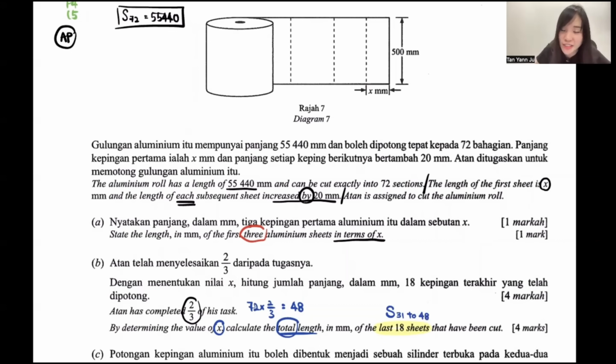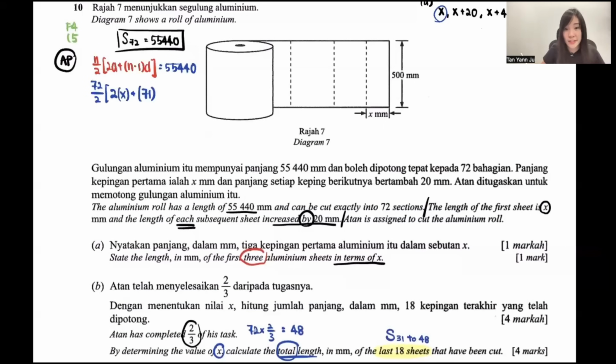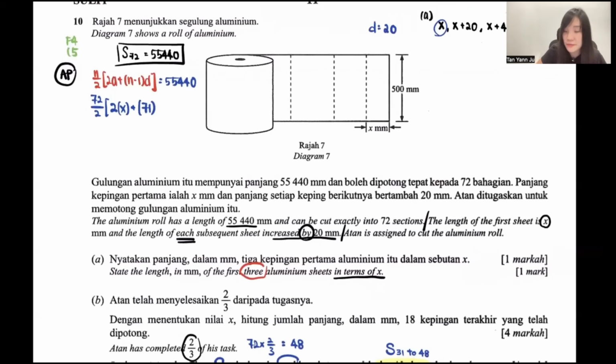But first, you need to determine the X first. How do I determine the X? I do have this information here. I think I can use it. So remember, this is an AP. Use the AP Sn formula, which looks like this, equals 55440. Now everything I just substitute inside. My n is 72. My a is X. n minus 1 is 72 minus 1, 71. My d, every single term I just keep plus 20, so my d is 20, equals 55440. Okay, so 2x plus 71 times 20, 1420.